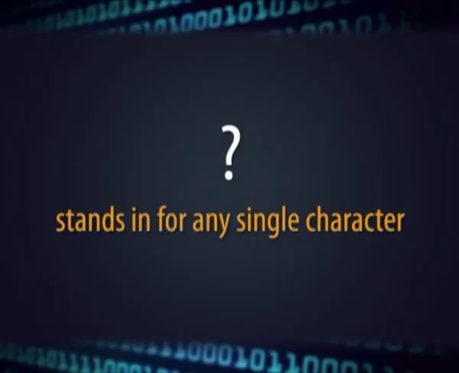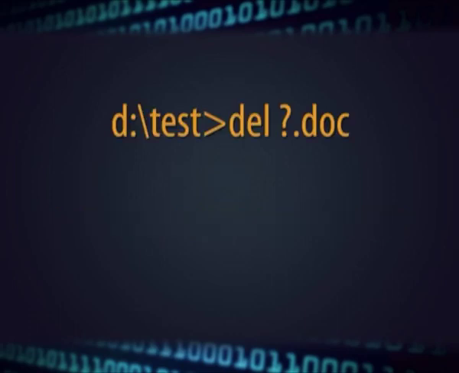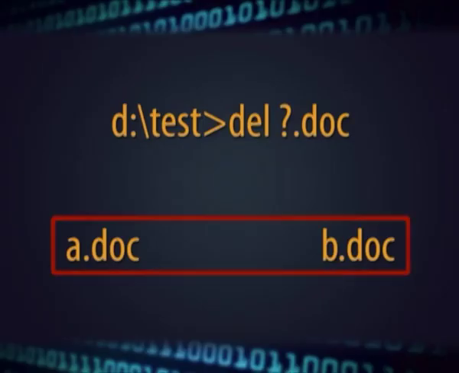The question mark wildcard stands in for a single character. For example, d:/test prompt, del space question mark dot doc. This command will delete files that have a single character in the file name and a doc extension in the test directory. So, a file like a.doc or b.doc will be deleted.